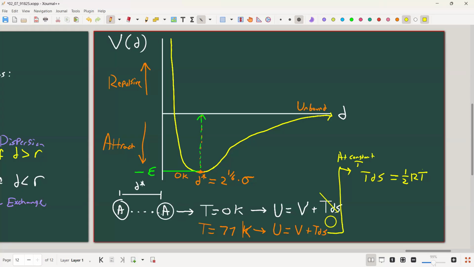This is a 1-dimensional potential. So the amount of heat that is provided to this motion along this axis D is 1/3 of what you would get in 3 dimensions. So that has to be 1/2 RT. That's interesting, but it doesn't matter. We could write 3/2 RT if we want. We'd be off by a factor of 3. Who cares? It's a small number.